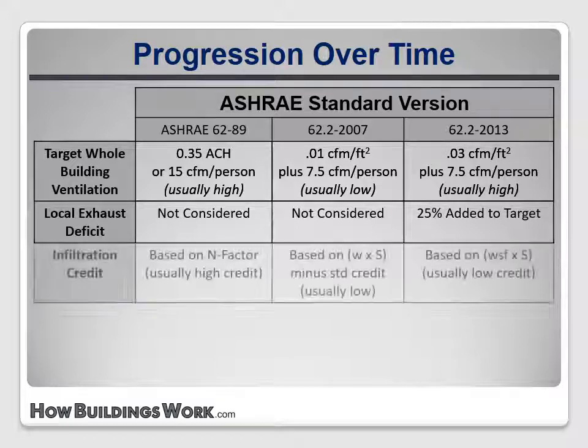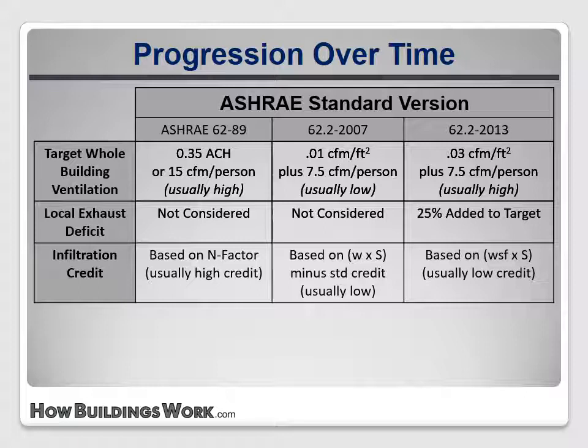The three standards use different methods for calculating an infiltration credit. The 1989 version uses an N factor and calculates the highest credit. The 2007 version calculates a moderate level of estimated infiltration, but the net credit is low because it subtracts out the credit built into the base formula. And the 2013 version calculated a low estimated infiltration. You can see that as time has progressed, we're attributing a lower natural infiltration rate to a given blower door reading.